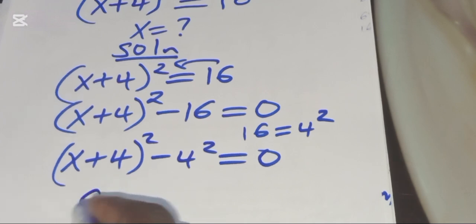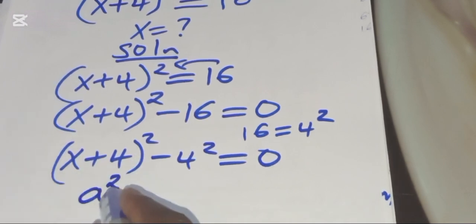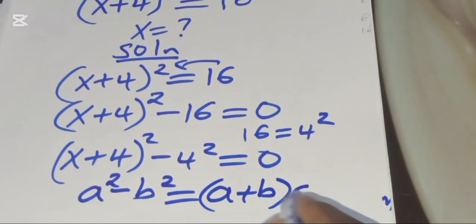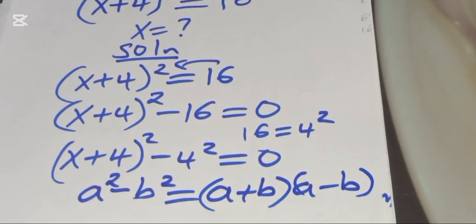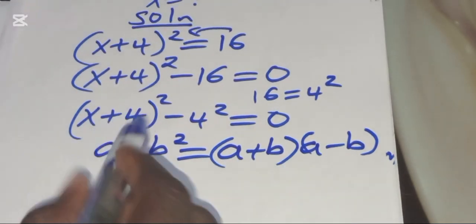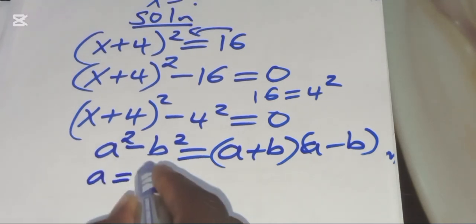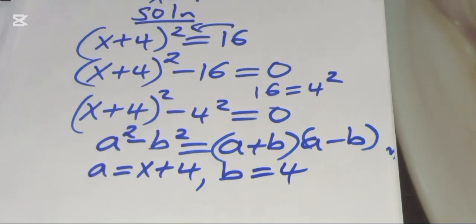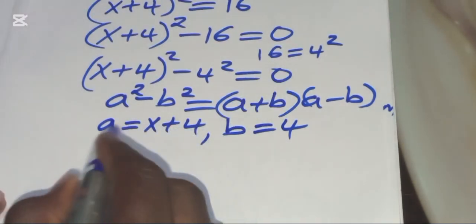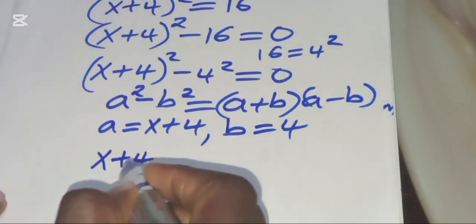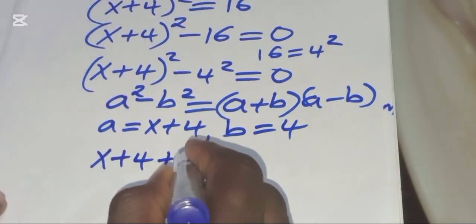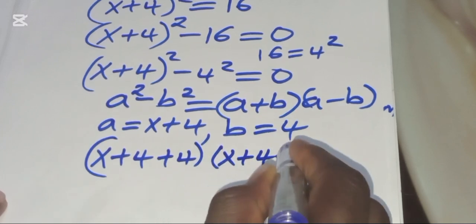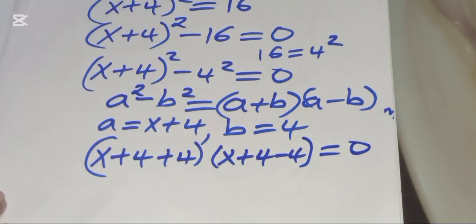Now, (x + 4)^2 - 4^2 is in the form of the difference of two squares, that is a^2 - b^2, which we can express as (a + b)(a - b), okay? So this is the difference of two squares. Here we have a as x + 4 and b equal to 4, okay? So now applying this identity, we'll have (x + 4 + 4)(x + 4 - 4) = 0, okay?